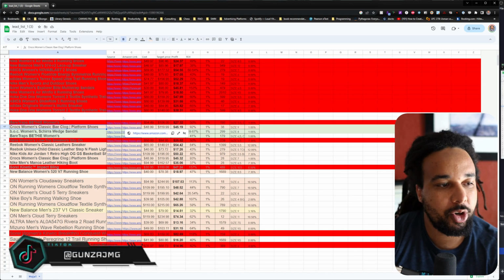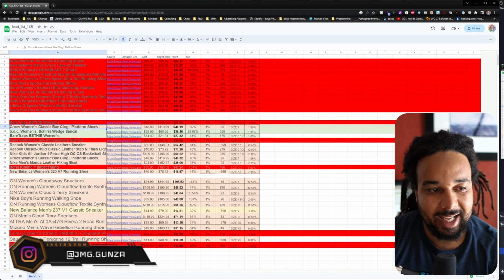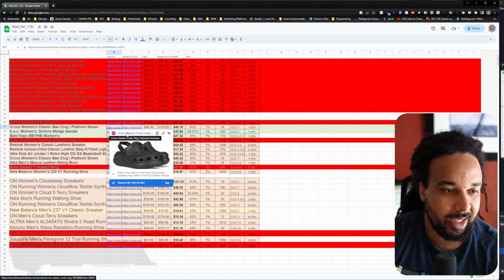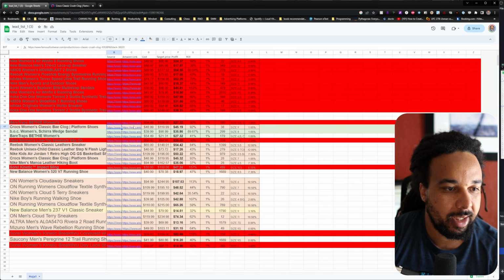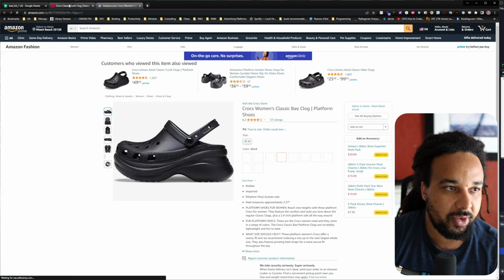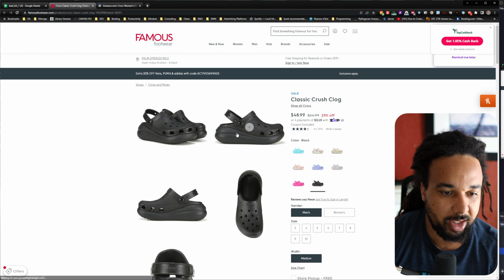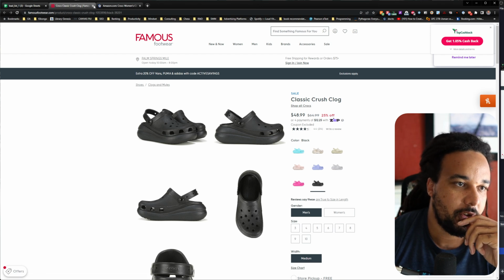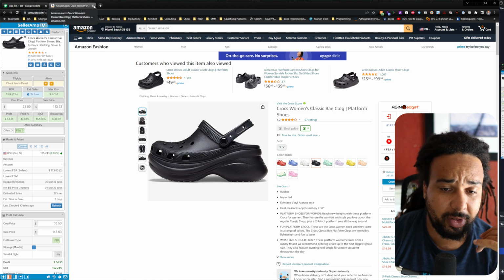Okay, this one, I remember I looked at this one because the Backlog is a product that I know. If you look at it, it's the Crush Clog, right? It's two different products. I'm gonna show you. It's a mismatch. The Backlog and the Crush Clogs are not the same product. Look at the heel right there, and look at the heel right there. It's not the same product.